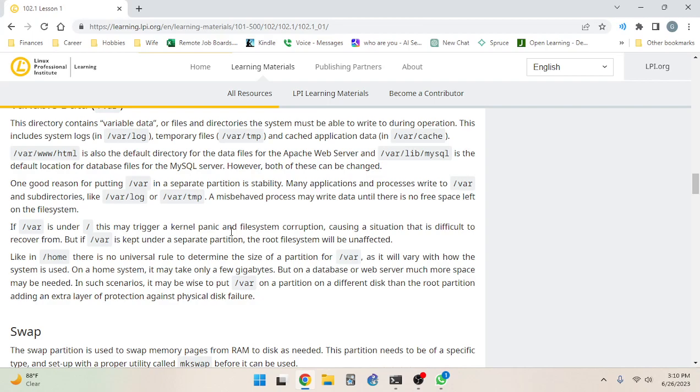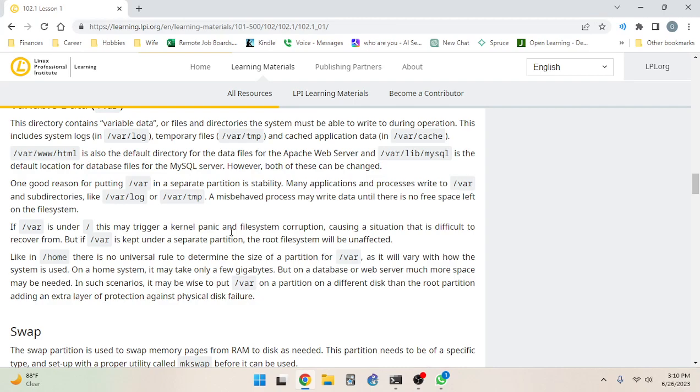I'm not sure what a kernel panic is, but if /var is under /, so if it's in the same partition, it may trigger a kernel panic and file system corruption, causing a situation that is difficult to recover from. If /var is kept under a separate partition, the root file system will be unaffected.